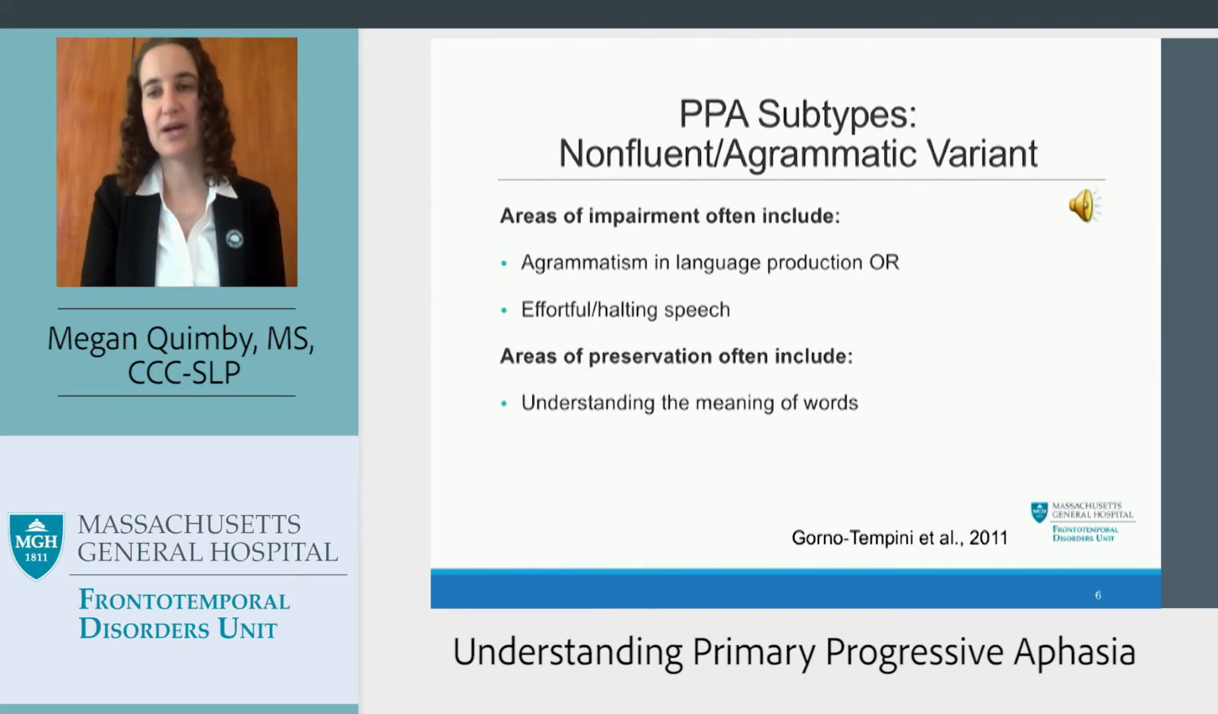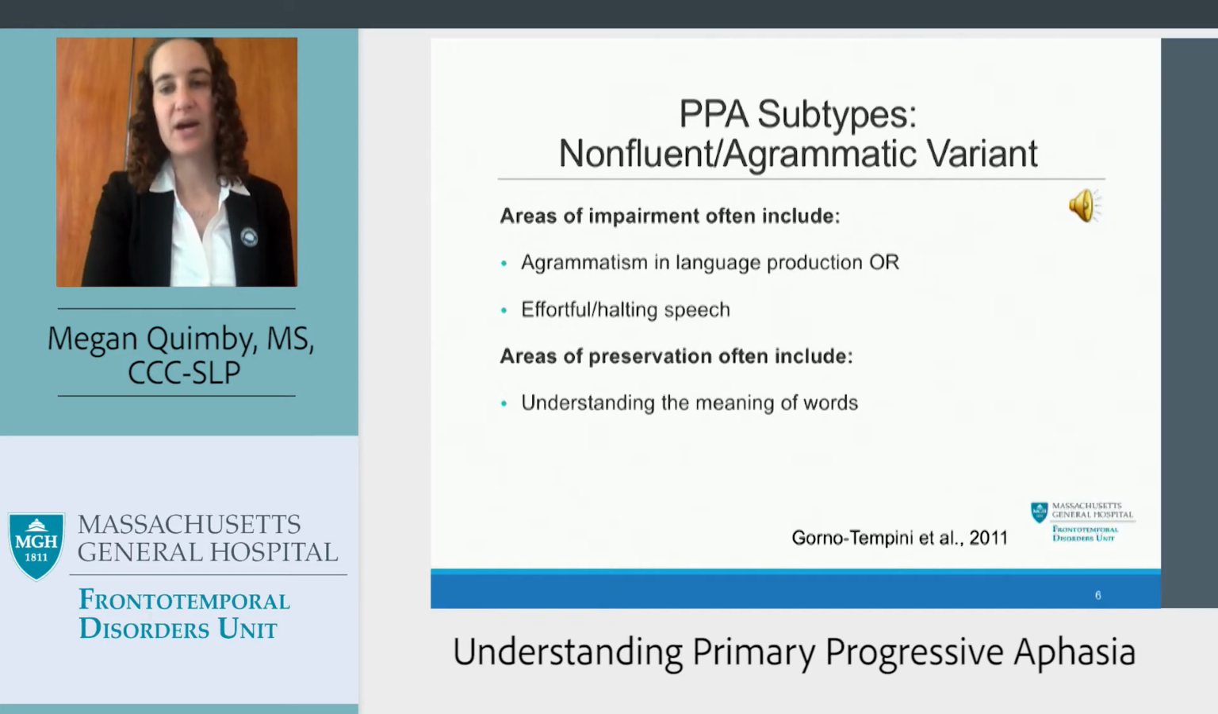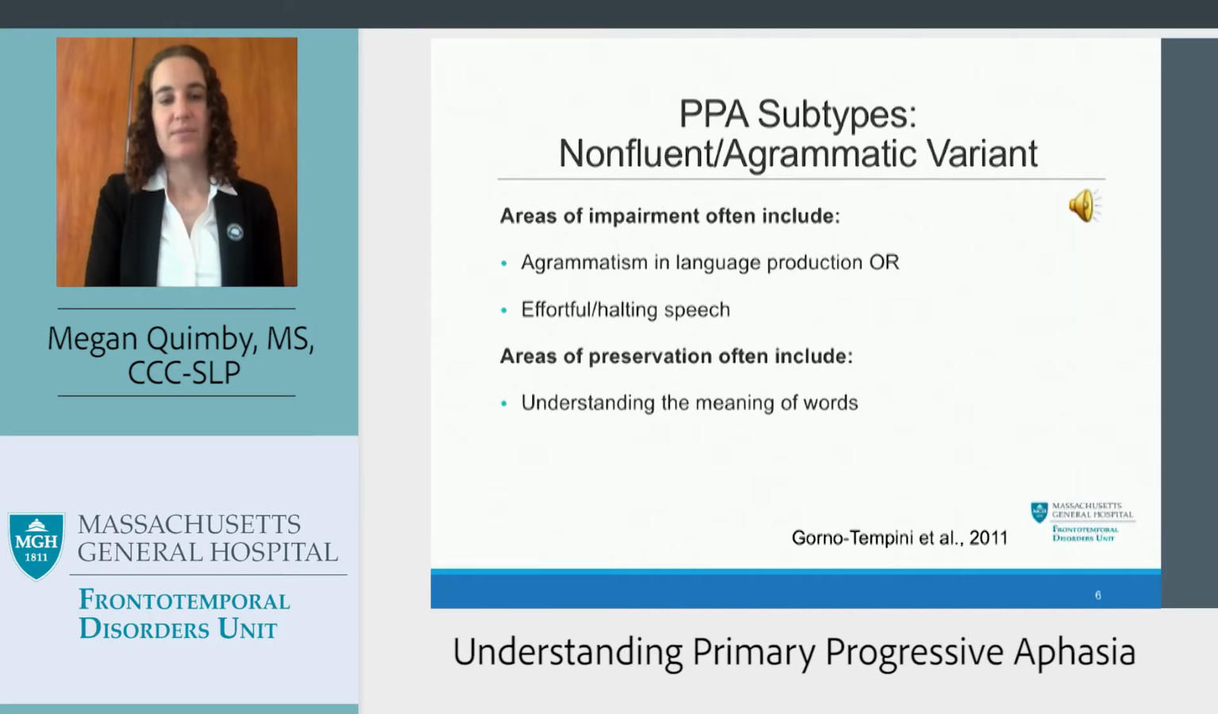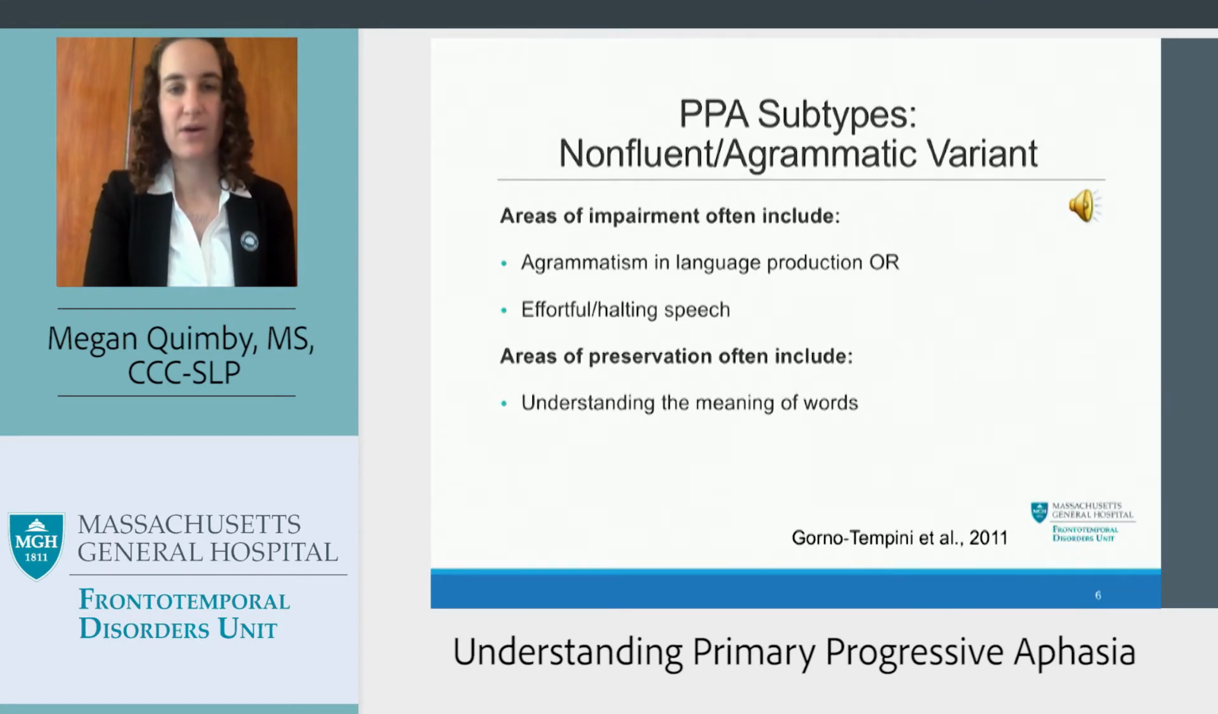There's something called apraxia of speech or dysarthria, and these are different diagnoses and ways of describing the difficulties they have with pronunciation. However, they do not have difficulty with understanding the meaning of words, which patients with PPA of different subtypes may have. So this is an audio sample of a Nonfluent or Agrammatic subtype PPA patient describing that picnic scene I showed you earlier.